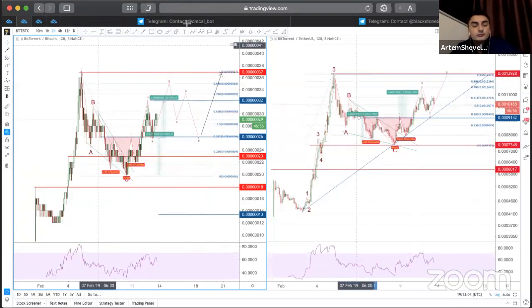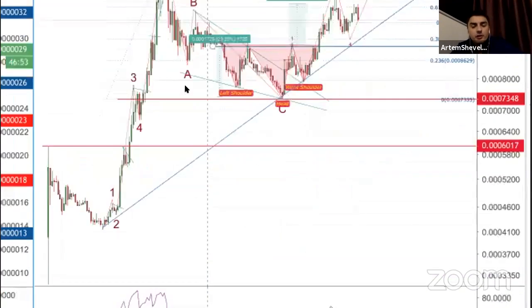Okay. Right now, Phoenix Trader is connected to us. Jefferson asked, don't you think there is a possibility of a cup and handle with a target close to 65 satoshis?